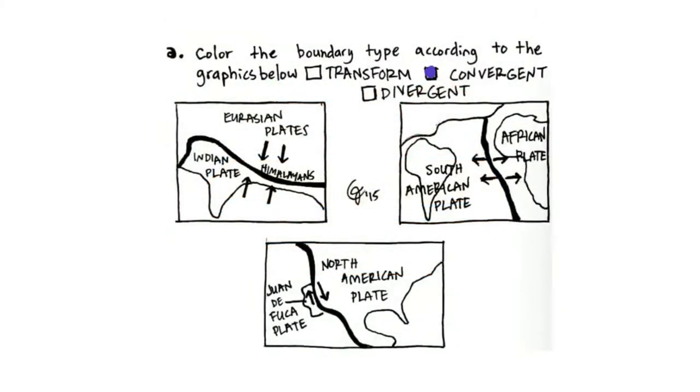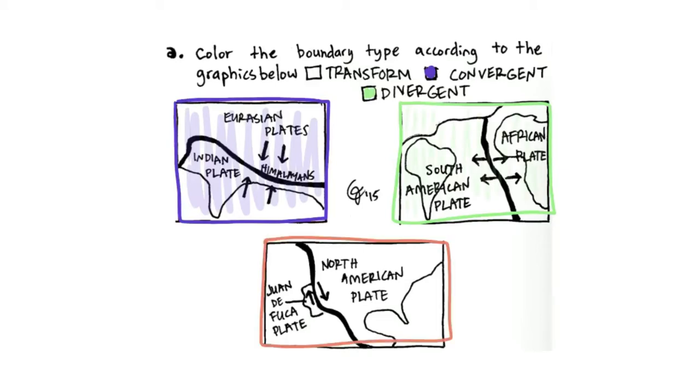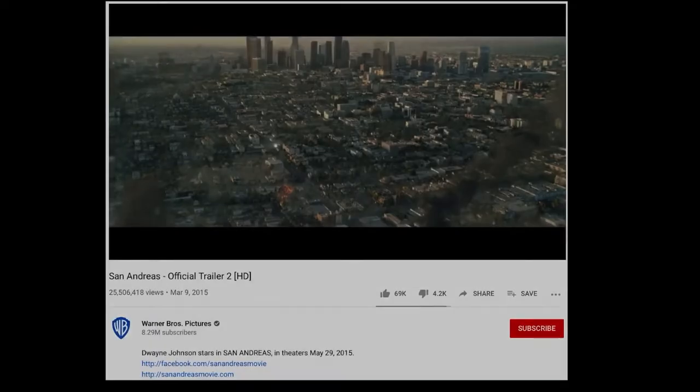Okay, the first type of boundary is convergent. This is where they come together, and in this case form the Himalayas. The second type is divergent, where they go apart, and in this case they form a rift valley. And the last is transform boundaries, like the San Andreas Fault. And so we're going to watch a quick clip of that movie.